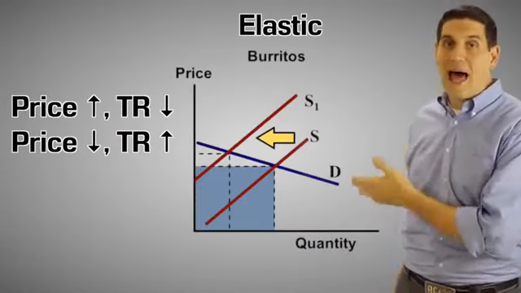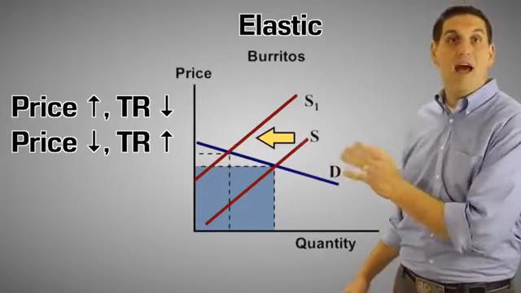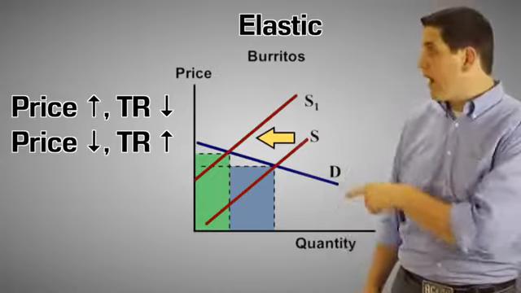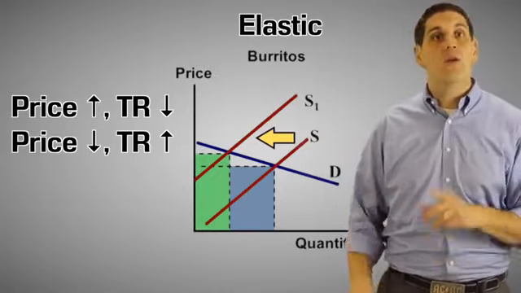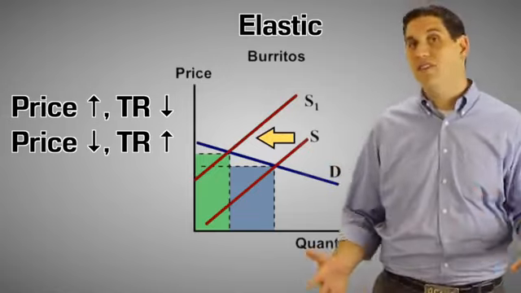But let's take a look at elastic demand. When the price goes up, a whole lot of people don't want to buy it, and so the size of the total revenue box gets smaller. So when the price goes up, total revenue falls. When the price goes down, total revenue goes up. That's why products that have elastic demand will have sales all the time.